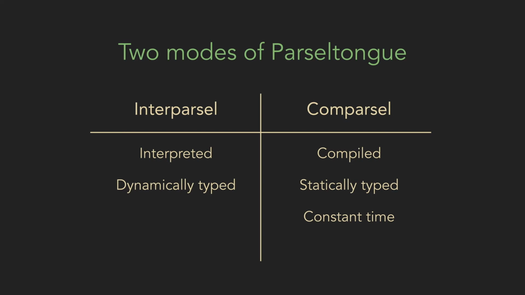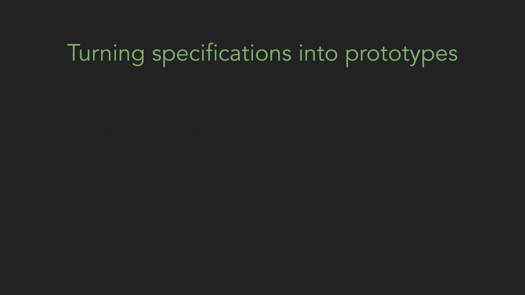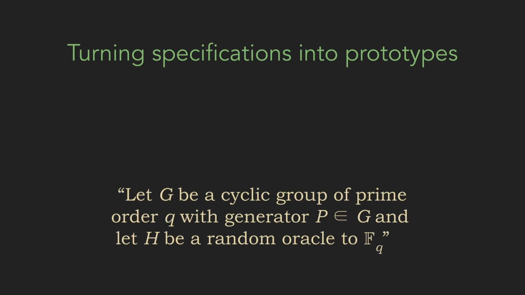Continuing our example from before, let's see how we can write a prototype implementation of Schnorr signatures in Parseltongue, and then how we can turn that prototype into something deployable. As a first step, let's turn the mathematical description into a prototype. The textbook description of a Schnorr signature starts, let G be a cyclic group with order Q and generator P in G, and let H be a random oracle to FQ.